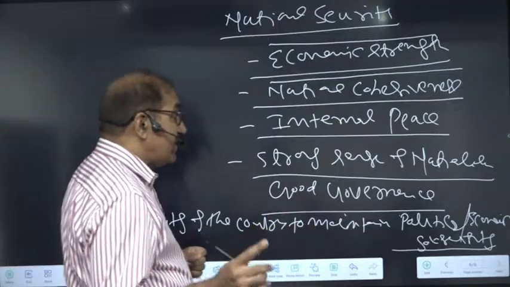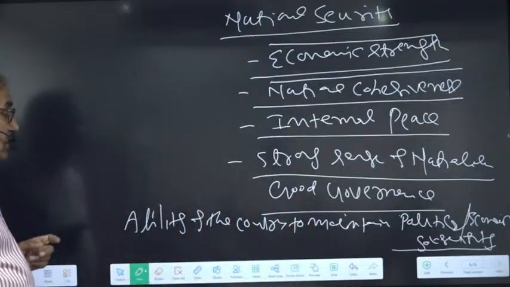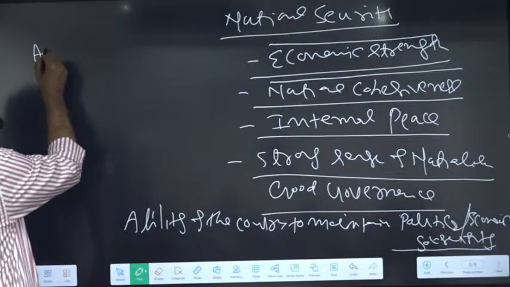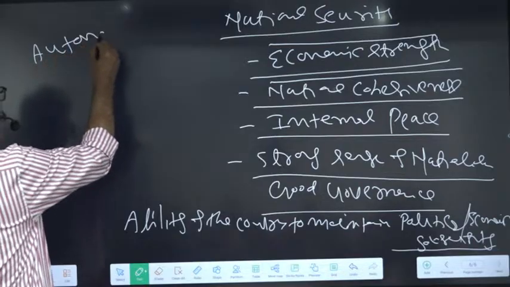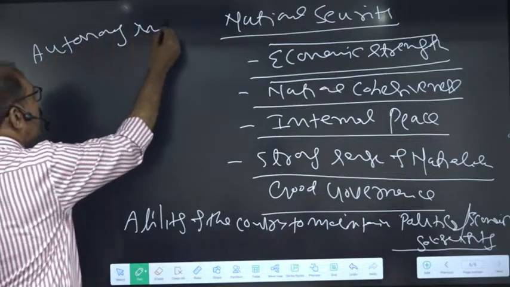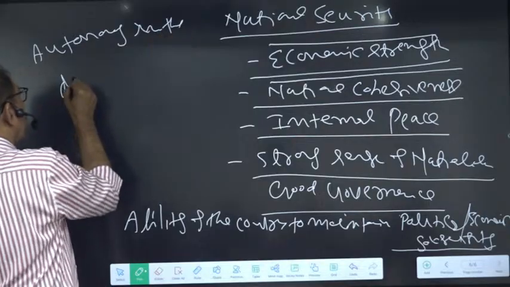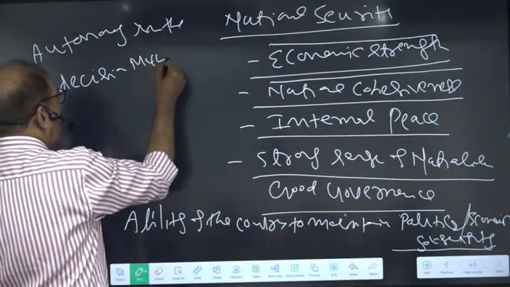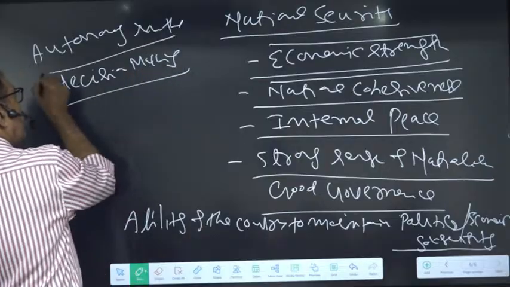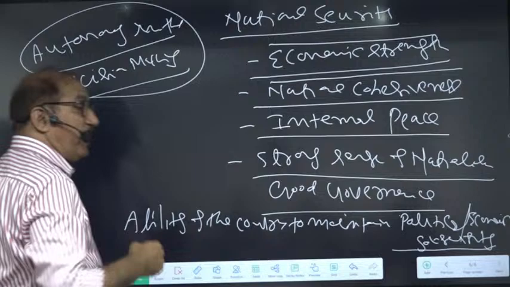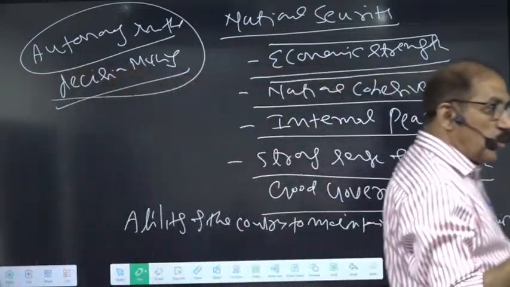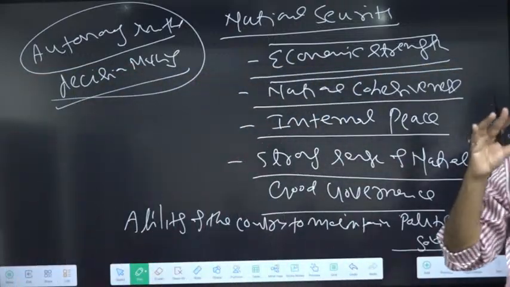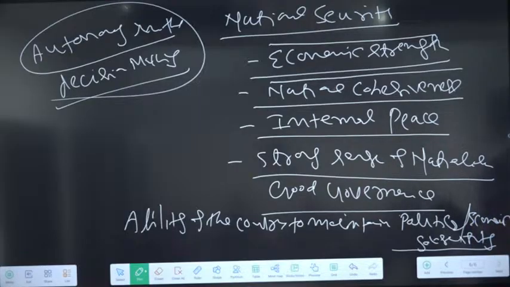And the last point, and the very vital point: autonomy in decision making. This is very important. Autonomy in decision making. The government should not be under pressure of any other country.